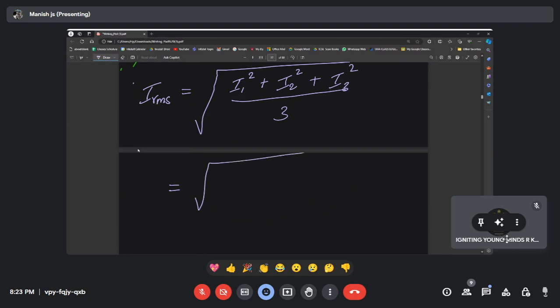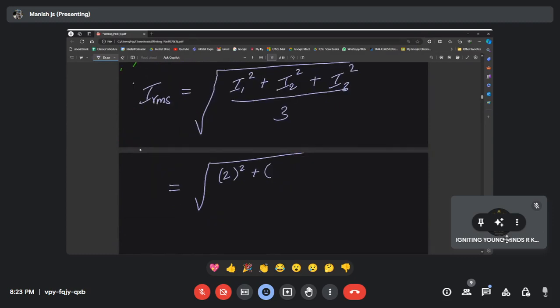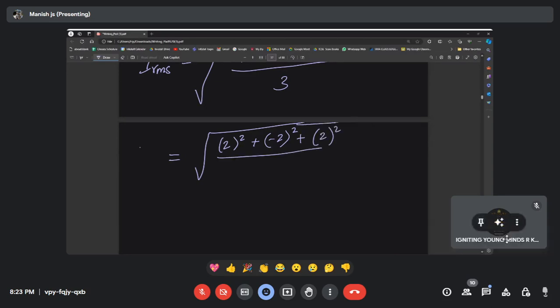I1 is 2 amperes, isn't it? Positive half, 2 amperes. So 2 the whole square. What is I2? It has gone to the negative peak, minus 2. So I will put minus 2 the whole square. Plus I3, again positive 2, positive half. So plus 2 the whole square divided by 3.